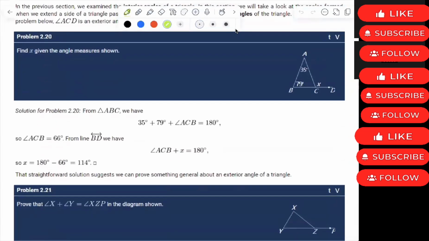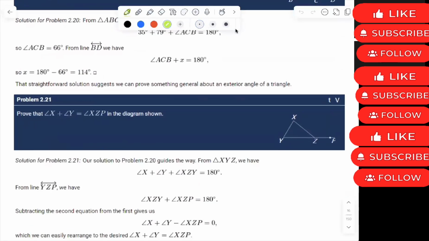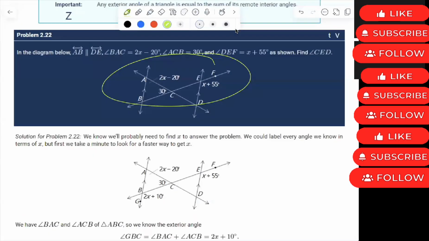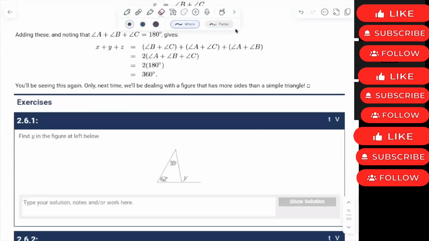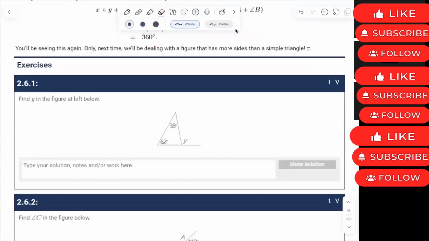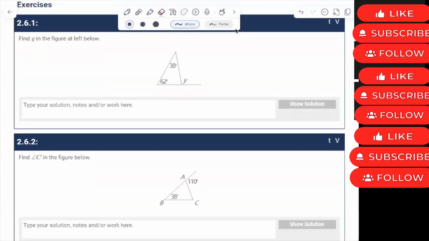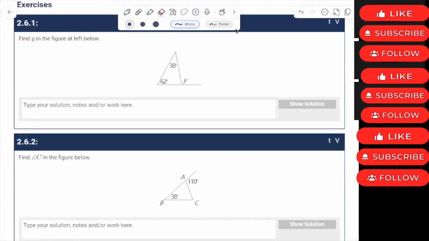So basically the whole point is just to show how you can angle chase. An example like this question is just trying to make your methods of angle chasing better. But I think this is a review for you guys. So let's get started. 2.6.1 and 2.6.2. Let's start with 2.6.1. Find y in the figure at left below.